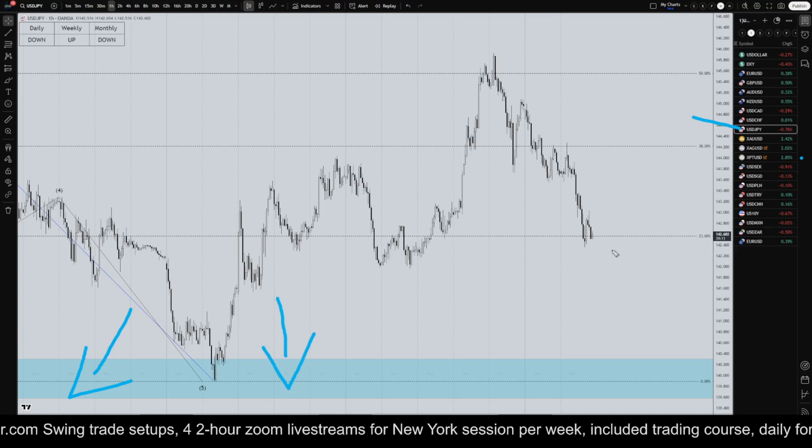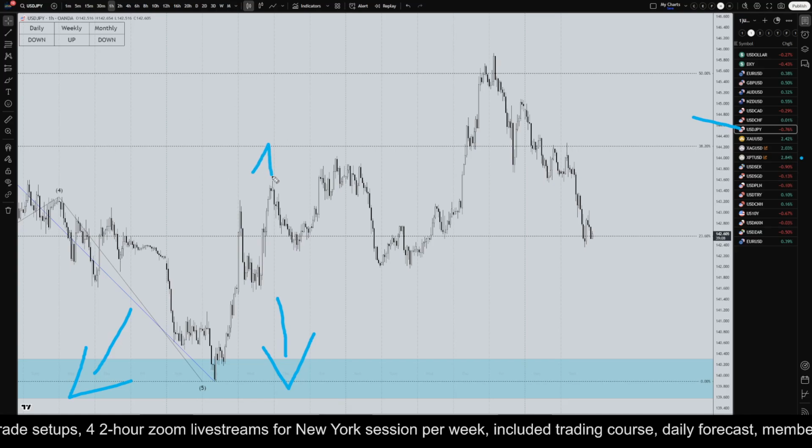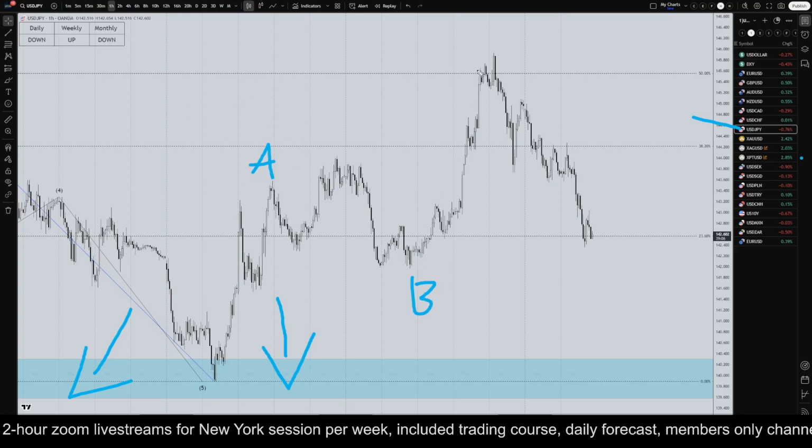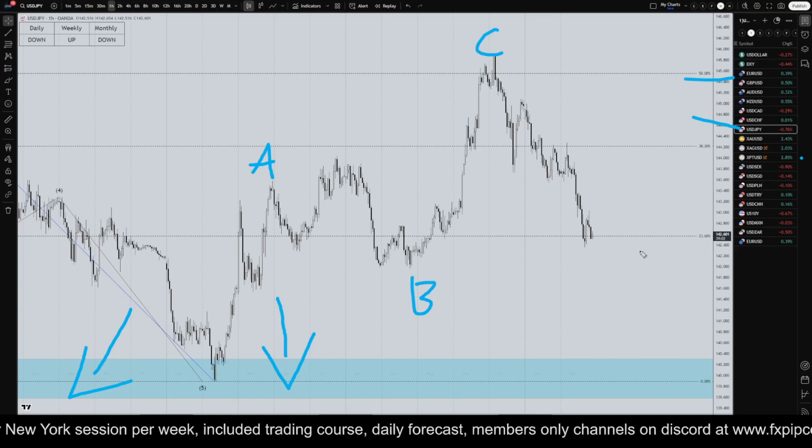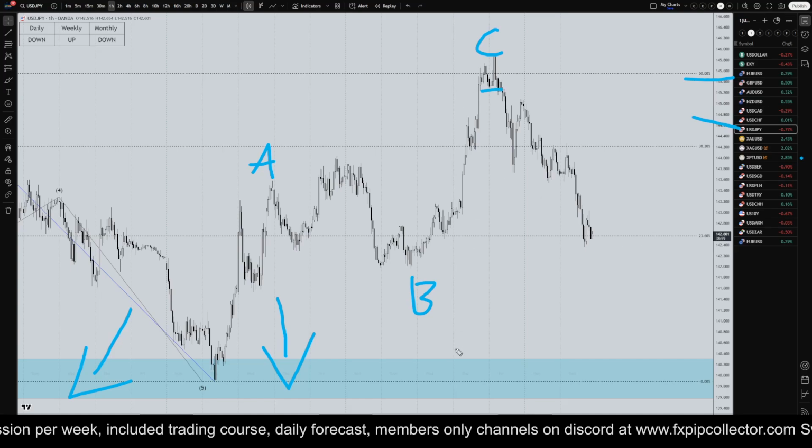So the US dollar yen did keep on drifting down. Like I said this morning, more than likely this is a complete ABC correction on the higher time frames, like the 4 hour. We definitely made three waves up to the Fibonacci level. Definitely a nice break of structure to the downside.